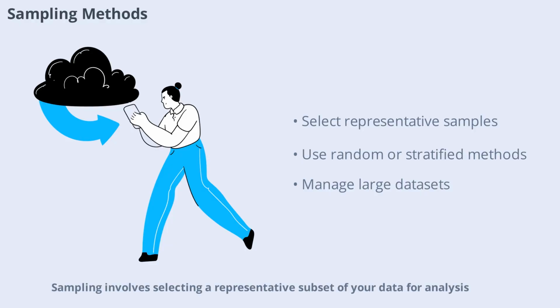Sampling involves selecting a representative subset of your data for analysis. Common methods include random sampling, stratified sampling, and systematic sampling. Proper sampling ensures that your analysis remains accurate and manageable, even with large datasets.